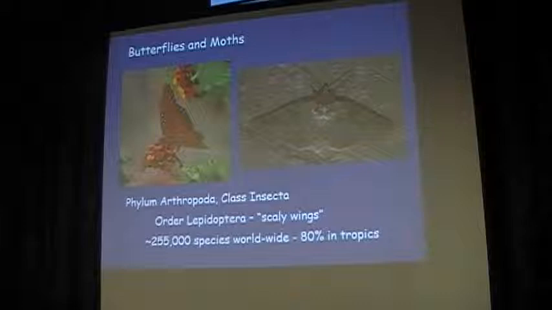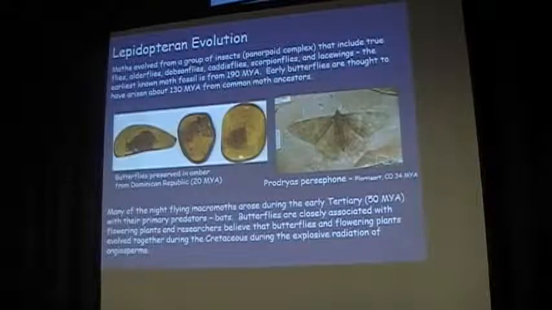All righty. Butterflies and moths, Lepidoptera. Phylum they're insects. Lepidoptera means scaly wings because of the scales, of course, that are covering their wings and giving those wonderful patterns and colors. There's something like 255,000 species worldwide. Like a lot of insects, most are in the tropics. Lepidopteran evolution is tied to other taxa and how they evolve. They co-evolve with other taxa.